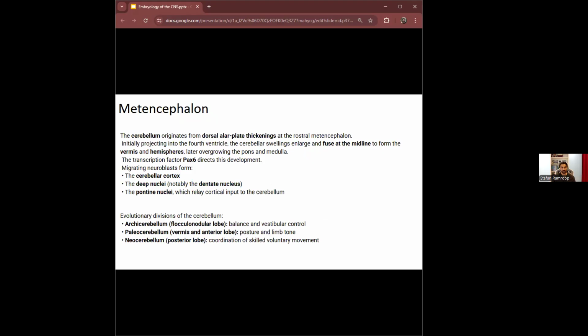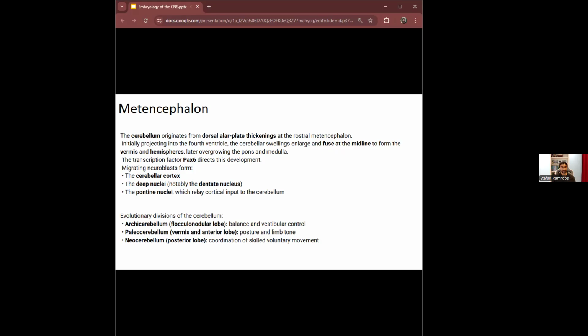The cerebellum, also from the metencephalon, now develops from the dorsal alar plate thickenings at the rostral end of the metencephalon. Initially, these paired cerebellar swellings project into the roof of the fourth ventricle, but as they enlarge, they fuse across the midline to form the vermis and the two cerebellar hemispheres. With continued growth, the cerebellum expands posteriorly and superiorly, which will eventually overgrow the pons and medulla.